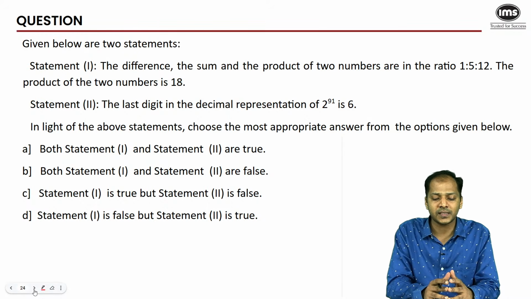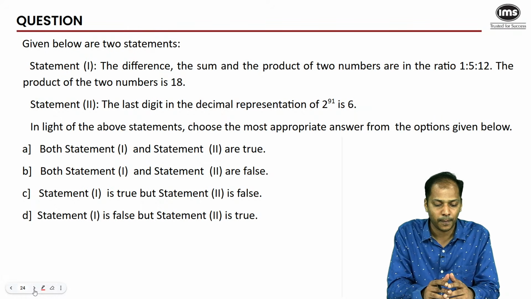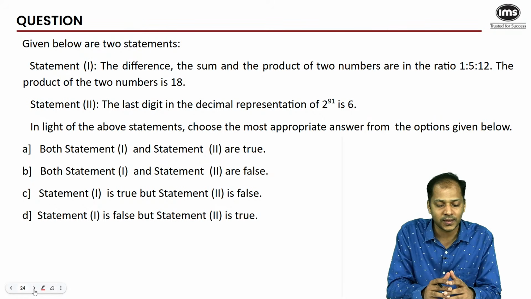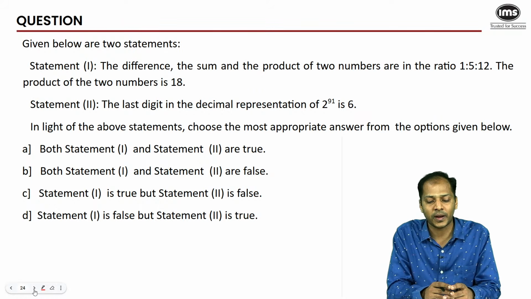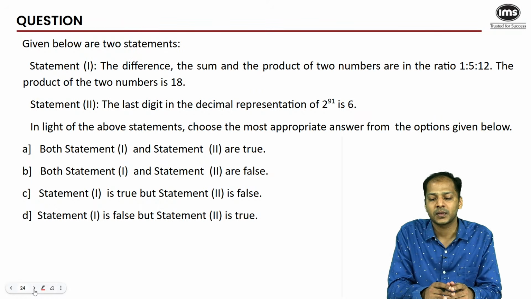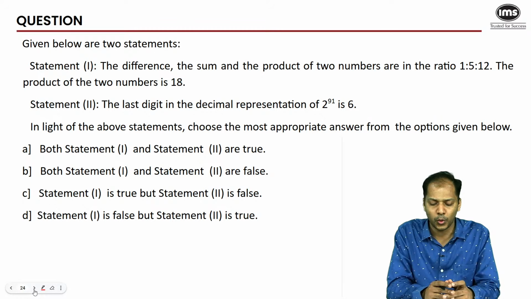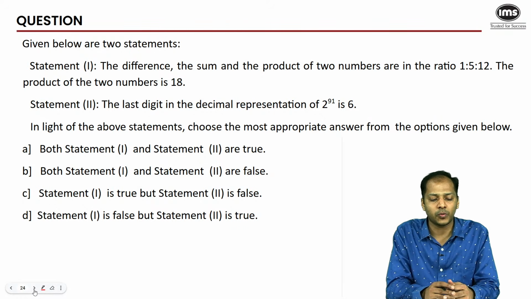The difference, the sum and the product of two numbers are in the ratio 1:5:12. The product of two numbers is 18. That's statement 1. And statement 2 is the last digit in the decimal representation of 2^91 is 6. Okay. Let's quickly go one by one.